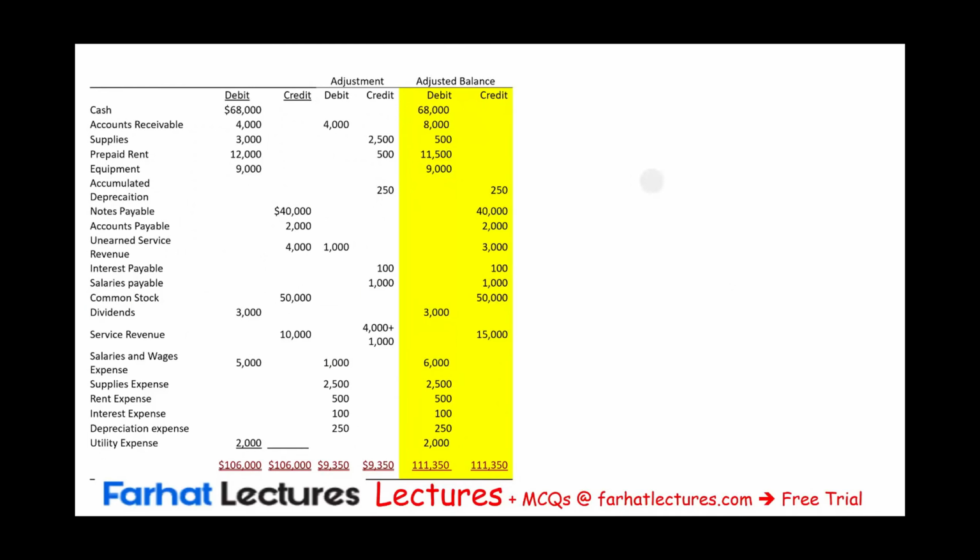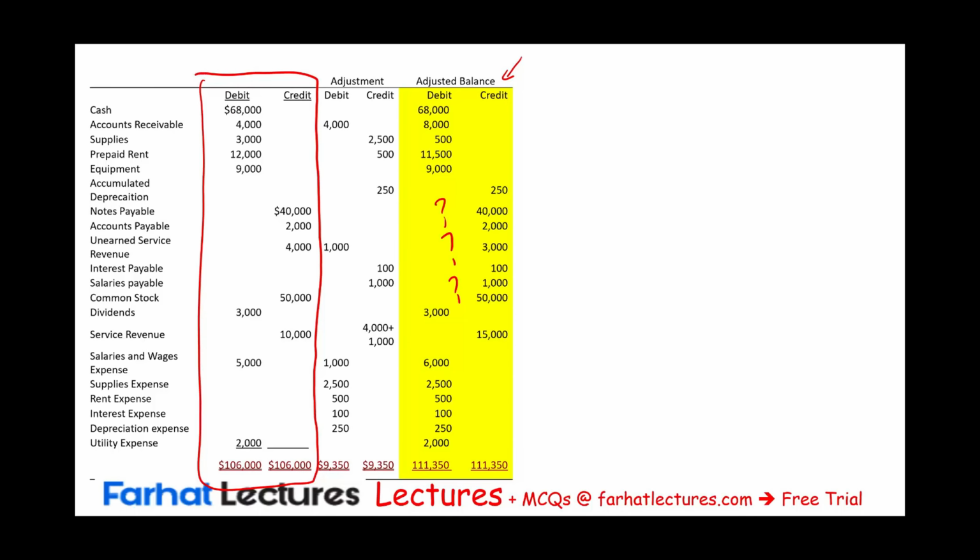We will work with this adjusted trial balance to prepare the closing entries. Now, if you're wondering where these numbers are coming from, these numbers are not coming from thin air. We prepare the unadjusted trial balance step by step, which means transaction by transaction. This is what we started with. Then we prepare adjustments. As a result of these adjustments, we end up with the adjusted balances. And from the adjusted balances, we prepare the financial statements.